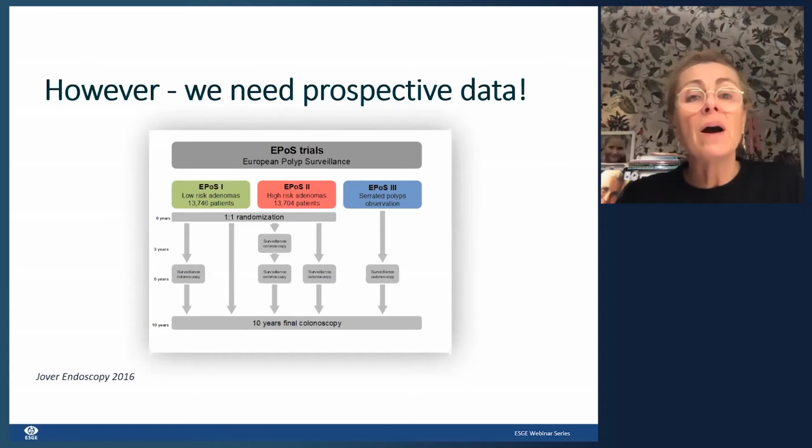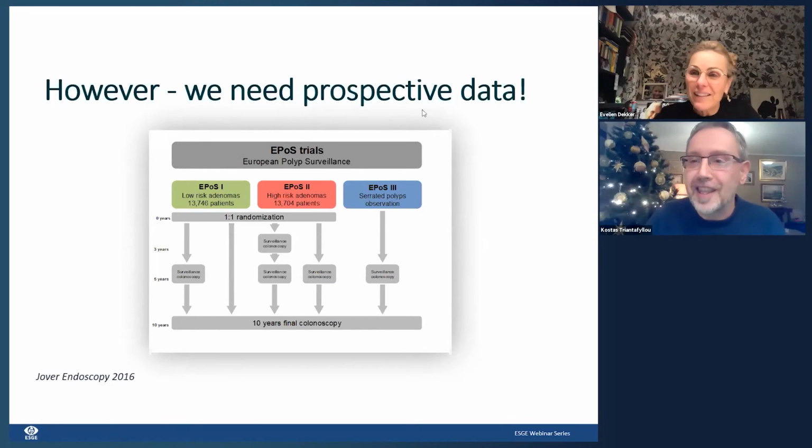And I would like to highlight that at the moment, we are running in Europe, with many centers throughout the different countries, a prospective surveillance trial, including both low-risk adenomas as well as high-risk adenomas, and also serrated polyps, which is an observational arm, regrettably. The other two are randomized trials. So we hope to inform you. We are around the 3-year surveillance now. So we will need a few more years, but at 5 years, we will definitely be able to tell you the first results of this prospective trial. I give the word back to Kostas, and then to Maria, I think.